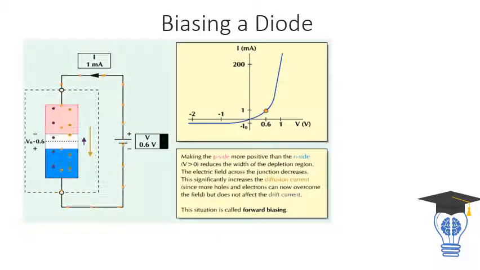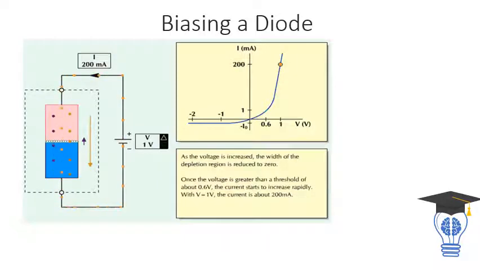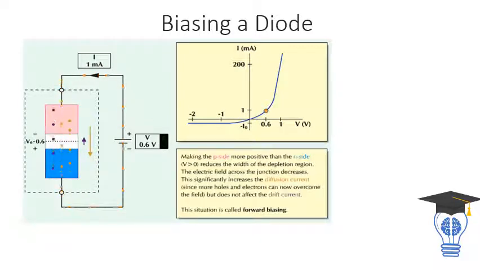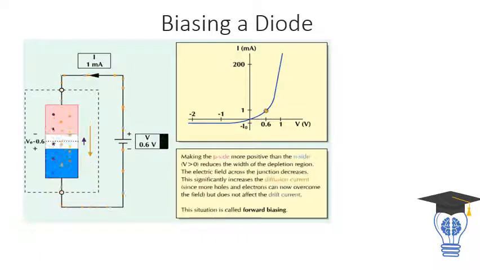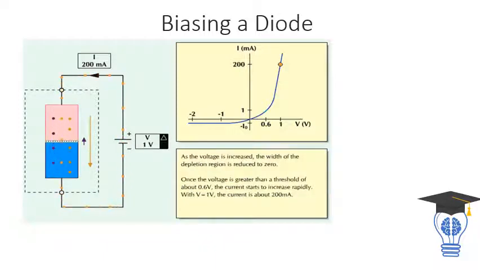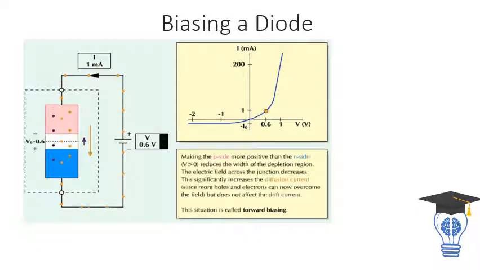Once the barrier potential is overcome, that is, when the applied voltage becomes more than 0.6 volts, the diode starts conducting and you get a VI characteristics curve like this. Till 0.6 there is not much current flow, and after 0.6 the current suddenly starts rising. This is the on condition of the switch, the on condition of a diode.